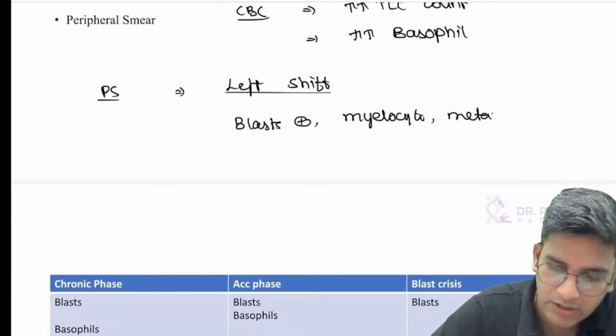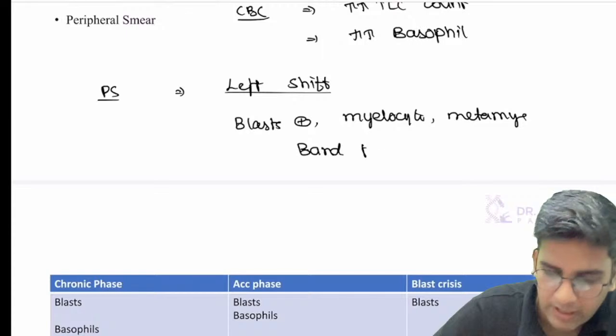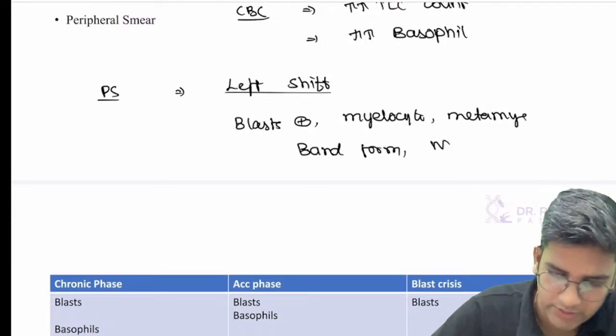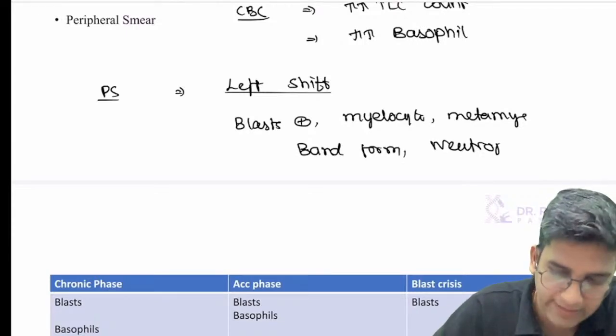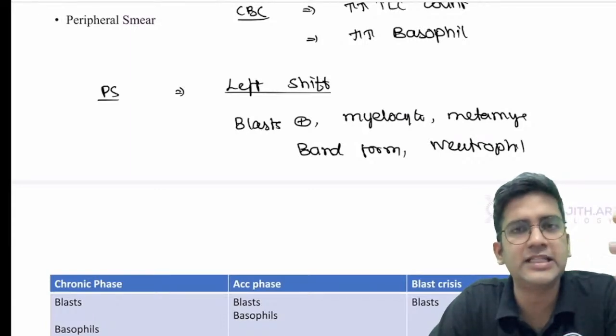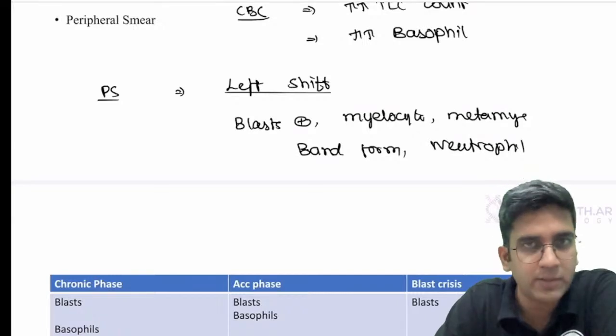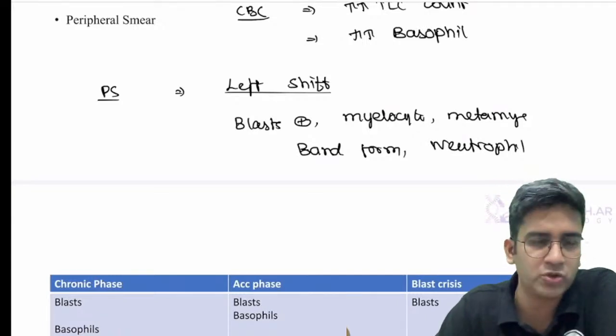metamyelocytes, band forms, and also neutrophils. Okay, I'll have all of them in case of your CML, right? All the cells will be there. That's a classical left shift. Left shift means all the immature cells come to the periphery. You don't want a bone marrow in case of CML. Peripheral smear is more than enough.